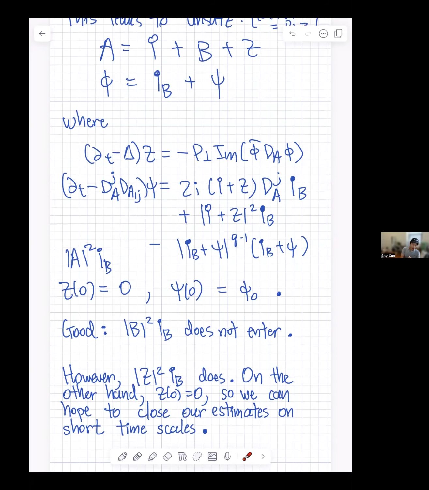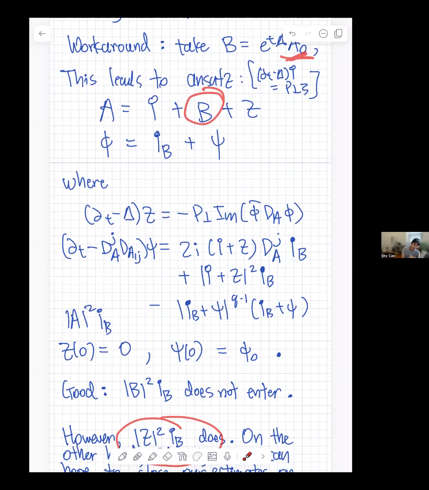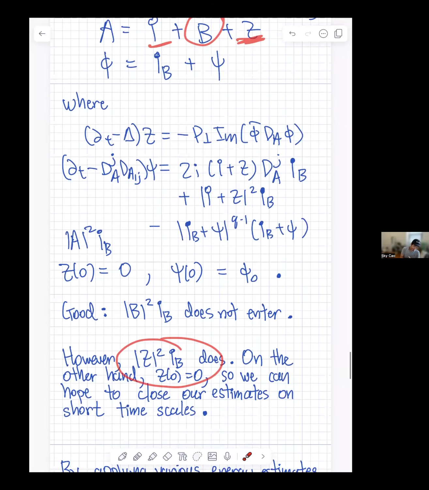And the thing that gave us hope was that Z actually starts at 0. Because the point is that B gets the initial data of A, and so these things will have 0 initial data. And so the fact that Z starts at 0, even though it enters quadratically, ultimately allows us to iterate. It's again not clear, and it took us a lot of work to do so, but this was the starting point, basically.